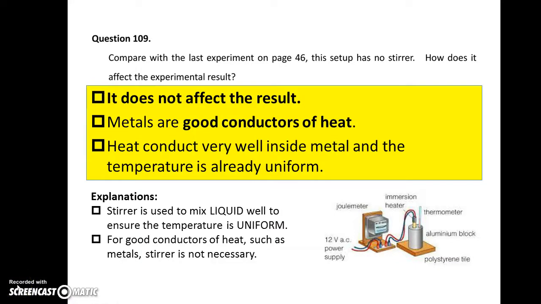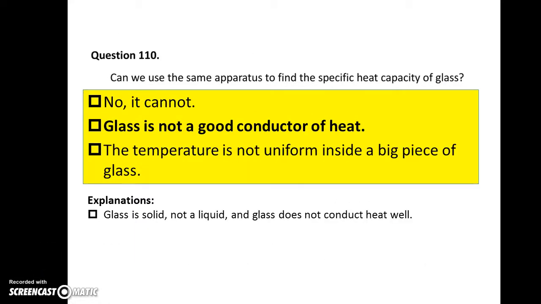Question 109. In this experiment, we have no stirrer, but it does not affect the result because metals are good conductors of heat. Metals can conduct the heat very well inside the metal so that the temperature will be uniform inside the metal block. Question 110. So can we do the same experiment for glass? Answer is no, because glass is not a good conductor of heat, so temperature inside a piece of glass block would not be uniform.